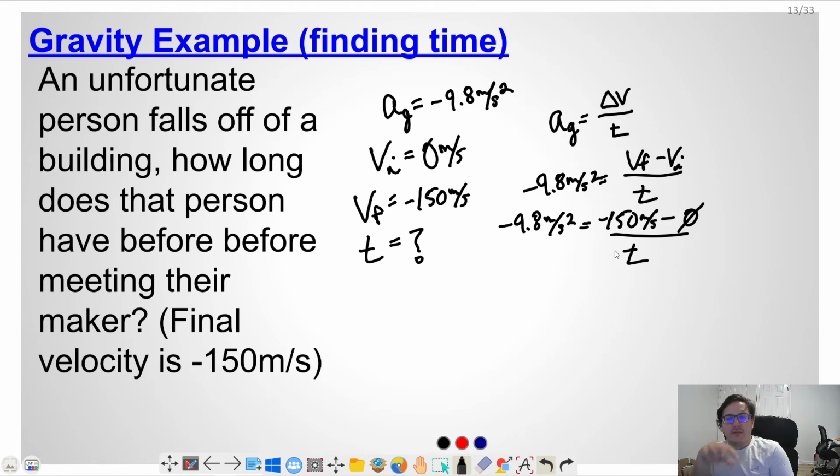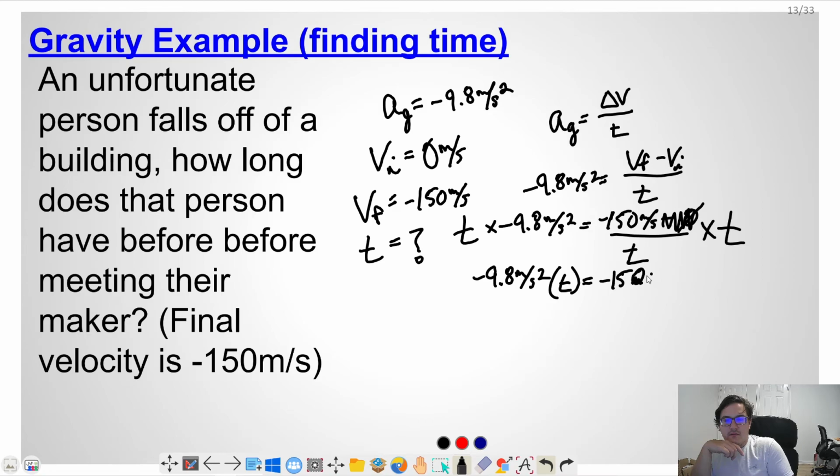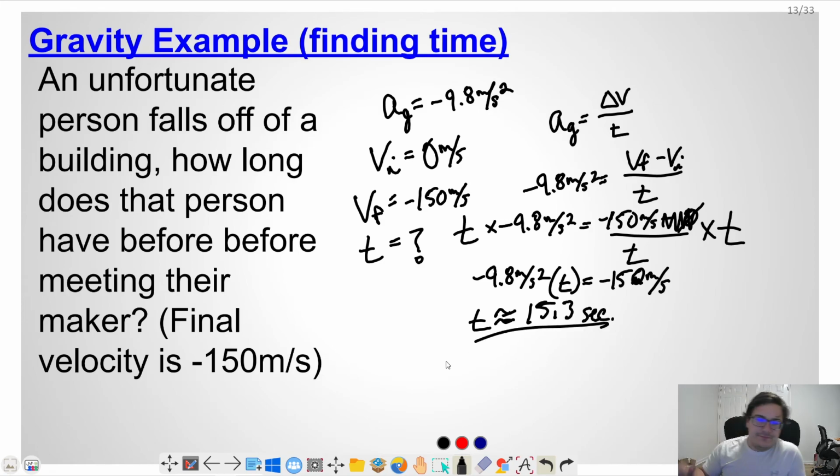Some students have a hard time rearranging this to get t by itself. Well, the first thing we're going to do is notice that this minus 0 doesn't do anything, cancels out, gone. Multiply both sides by t. So what I get is negative 9.8 meters per second squared times t equals negative 150. Divide both sides by negative 9.8. We get time to be 15.3 something. Negative 150 divided by negative 9.8 is 15.3 rounded. So 15.3 seconds. Okay, so there we go, folks.